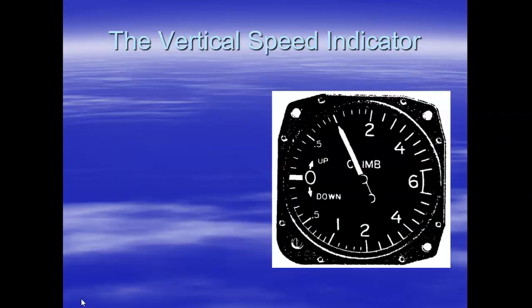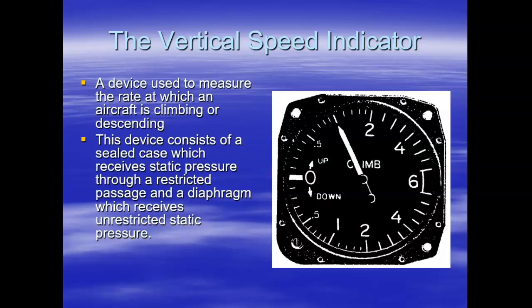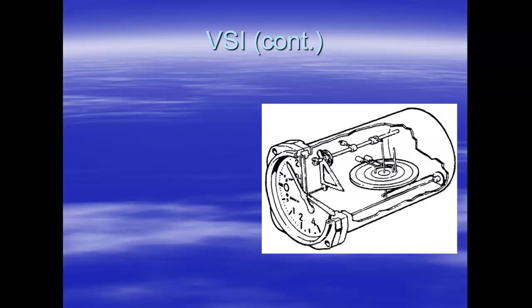The next pitot-static instrument is the vertical speed indicator. The vertical speed indicator is a device used to measure the rate of climb or descent. It consists of a case that receives static pressure through a restricted passage, also known as a calibrated leak. There's a diaphragm inside the casing of the instrument that receives unrestricted static pressure.